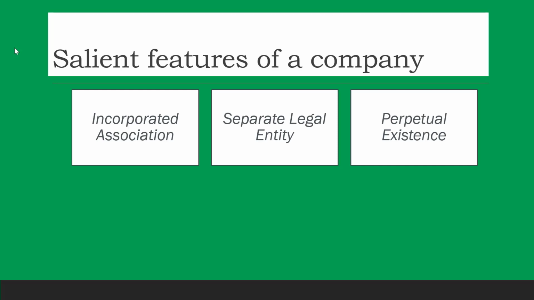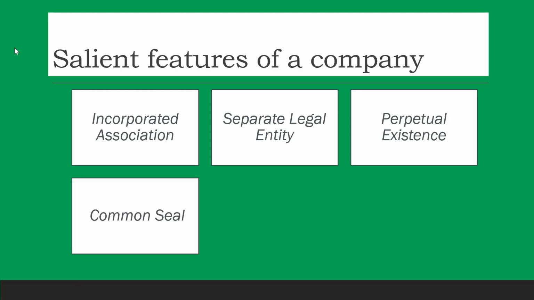Perpetual existence. So that means the company is going to be there as long as it wants to do business before it is wound up. Normally, companies don't wind up unless they go for liquidation or have run into big problems. So we will presume that the company has a perpetual existence. Then it has a common seal. So whenever it signs certain documents, a common seal has to be affixed on all the documents because the company has its own existence, so it needs to have its own common seal.